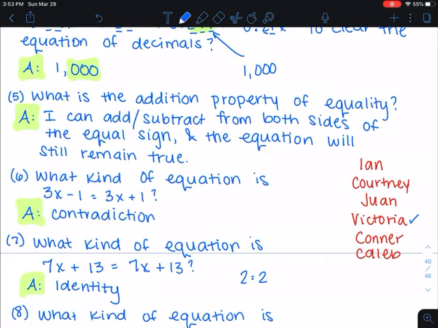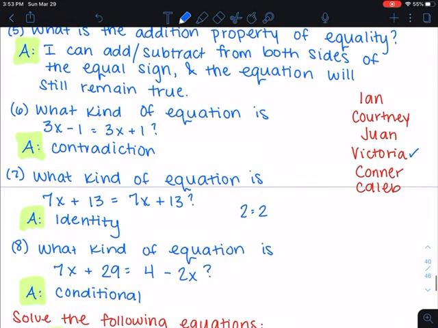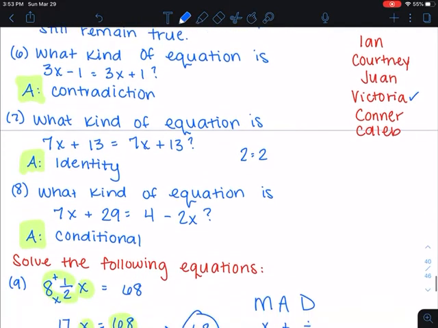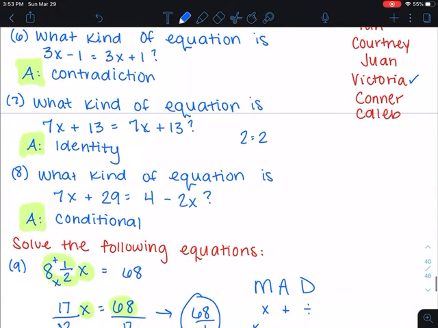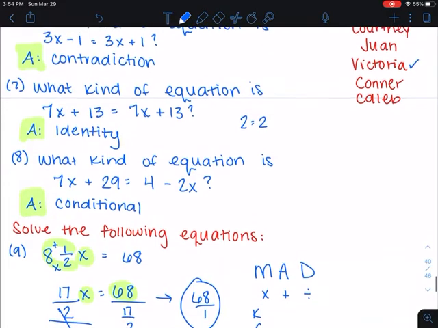Alright, what kind of equation is 3x minus 1 equals 3x plus 1? That's going to be a contradiction, because again it's saying that subtracting 1 and adding 1 are the same thing, and it's not. What kind of equation is 7x plus 13 equals 7x plus 13? It's an identity. It's like saying 2 is equal to 2. It's just the truth. What kind of equation is 7x plus 29 equals 4 minus 2x? It's going to be conditional. It depends on what x is going to end up equaling. There'll be a limited number of solutions in this case, though.